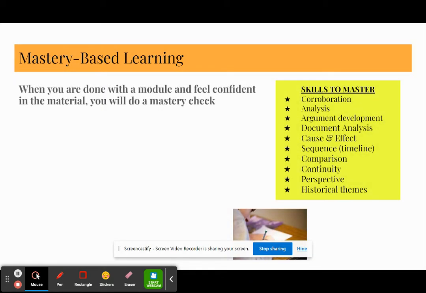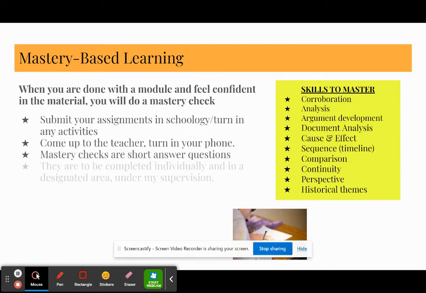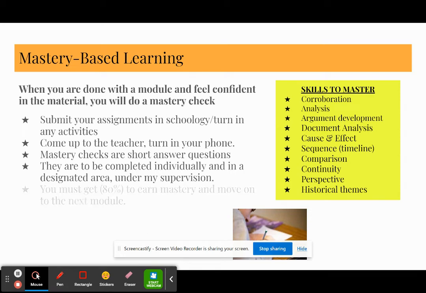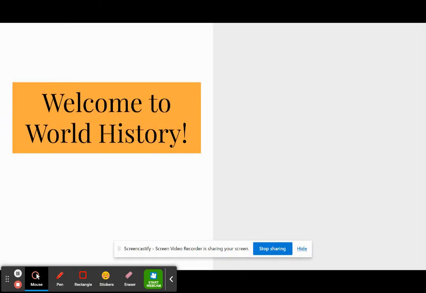Mastery-based learning means that when you're done with a module and you feel confident, you're going to do a mastery check. You're going to submit your assignments on Schoology or turn them in depending on how they're formatted. You will come to me and turn in your phone. The mastery checks are short answer questions. They're completed individually in a designated supervised area. You must get 80% to move on to the next module. If you're below, we'll talk about revisions.